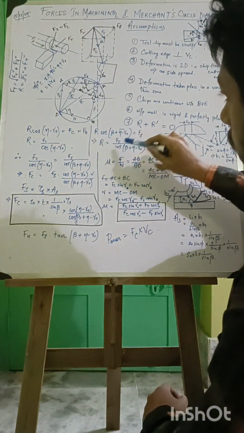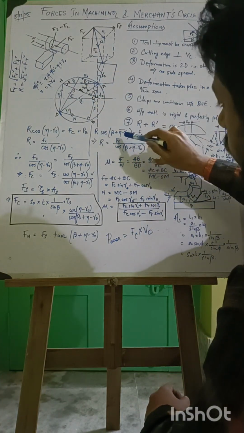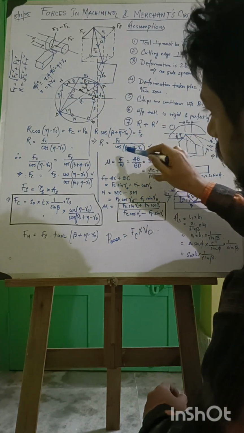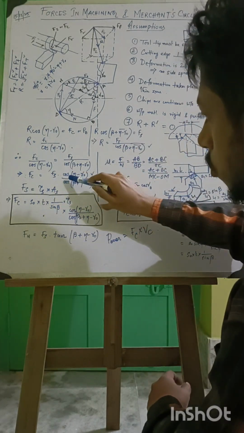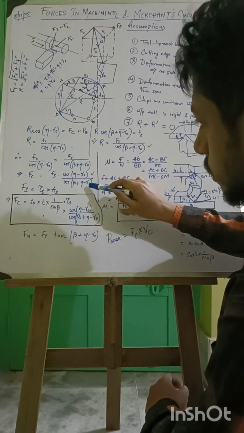Then again, in this triangle, R cos(beta plus eta minus gamma naught) equals Fs. So R equals Fs by cos(beta plus eta minus gamma naught). Equating these two, we get Fc equals Fs into cos(eta minus gamma naught) by cos(beta plus eta minus gamma naught).